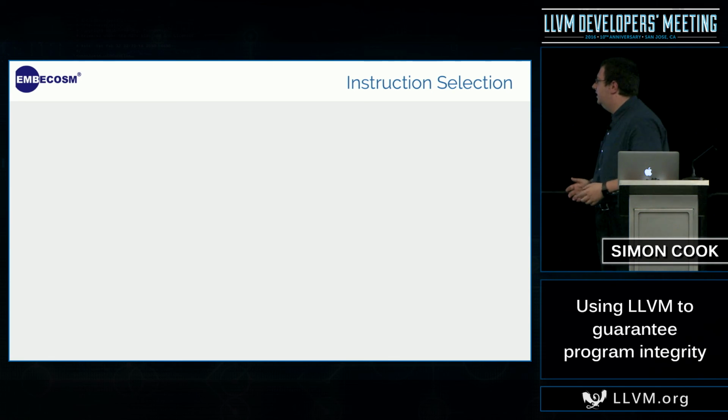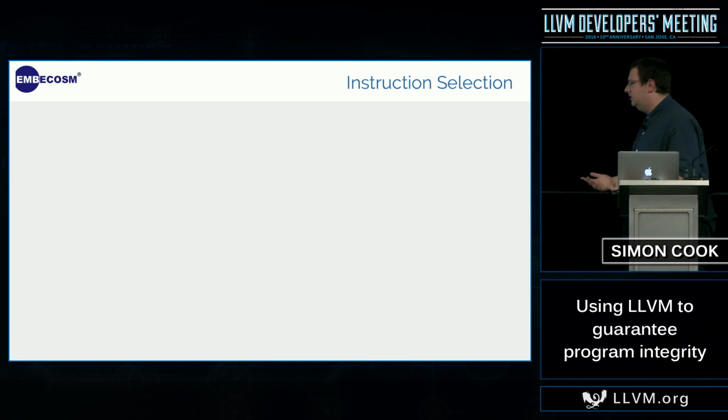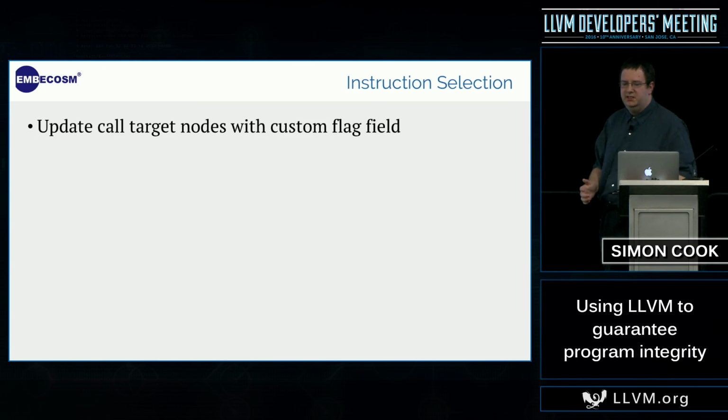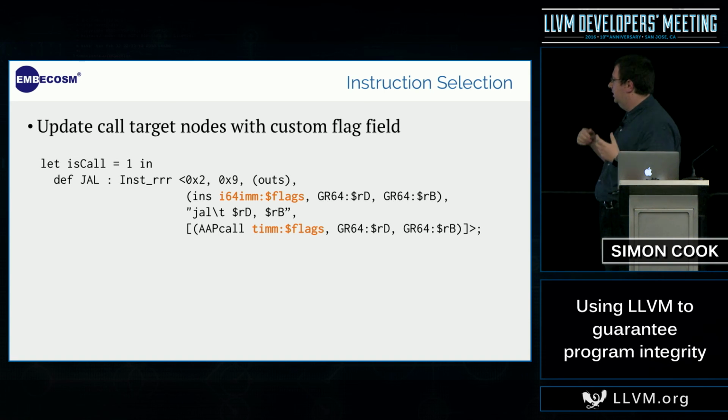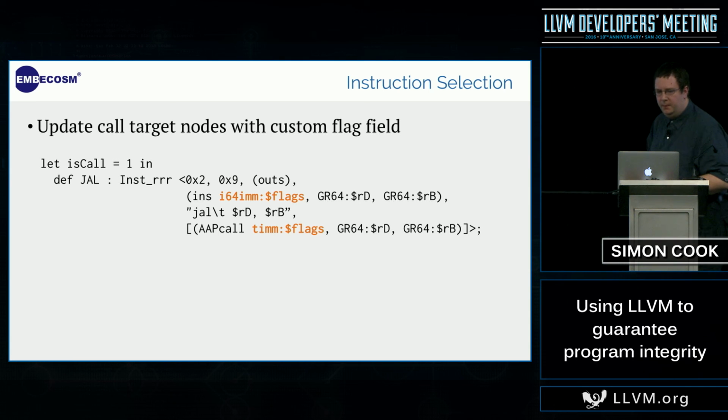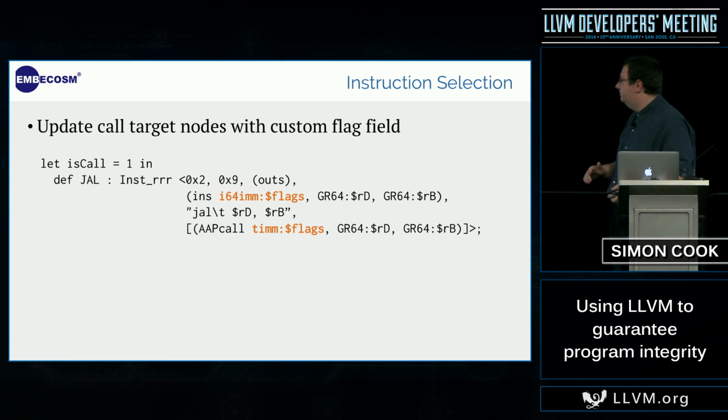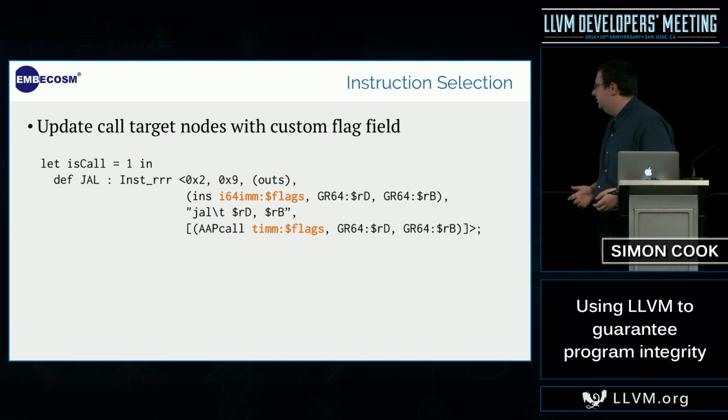What we've done is we've taken all our call instructions to accept a hidden operand, which is this 64-bit flags field, where at the moment we use 17 bits: one for whether the call is to be regarded as secure, and we hash the user-provided string, turn that into a 16-bit field and stick this in the flags field. And then instruction selection just continues as normal.